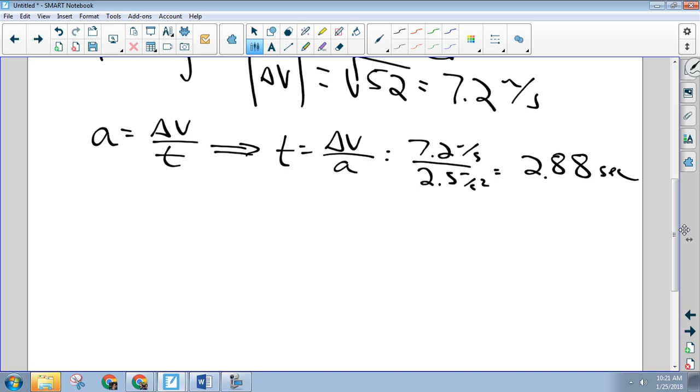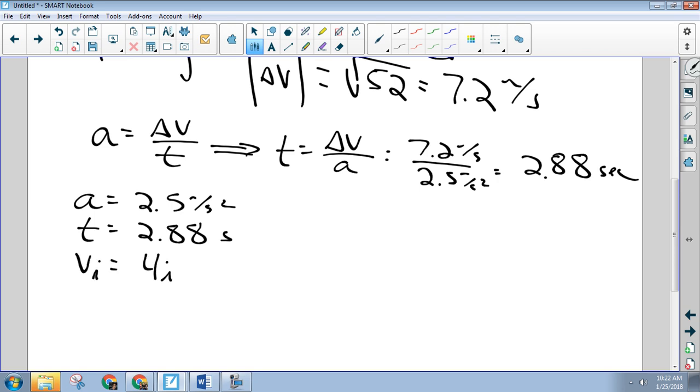Let me see. So what do we know right now? We know our acceleration, but that's just the magnitude of the acceleration, right? So let me see. We know our acceleration is 2.88 meters. That's the time. Oh, that's the time. Sorry, 2.5. We know the acceleration is 2.5 meters a second squared. We know the time is 2.88 seconds. We know that our VI is 4I meters a second, and our VF is 6J meters a second. And we're trying to find our displacement. Thoughts?